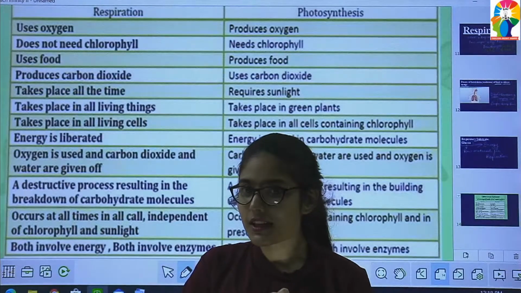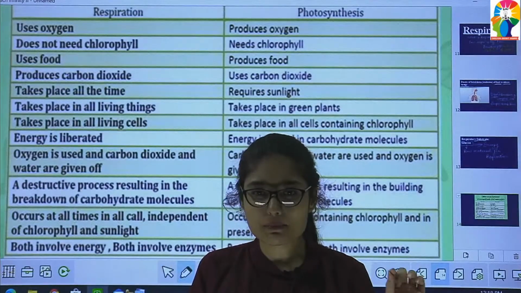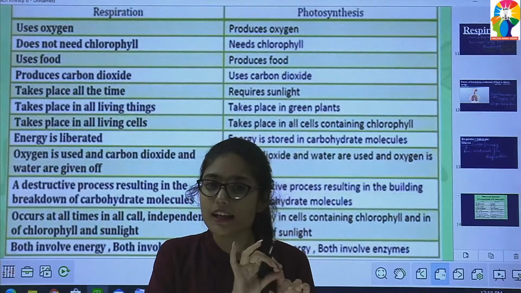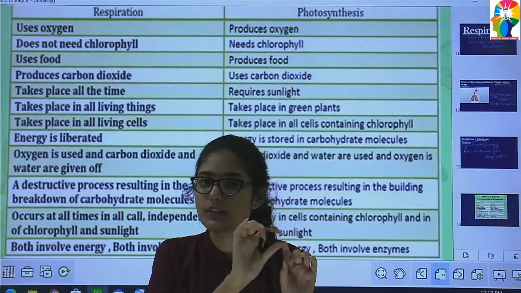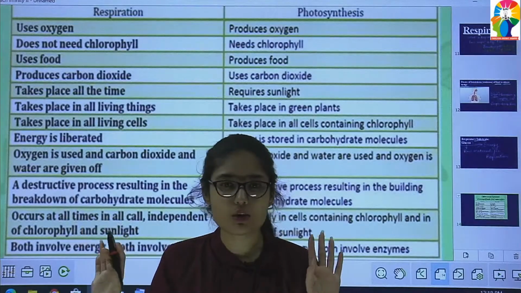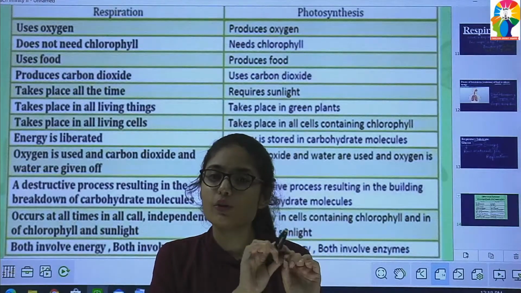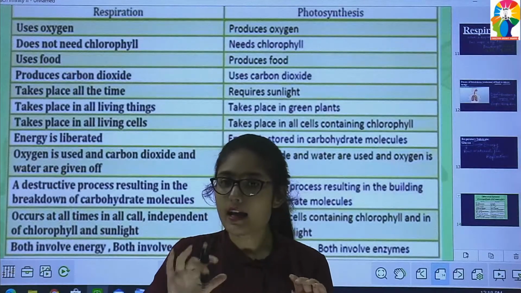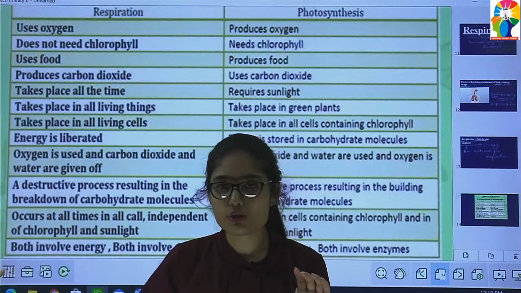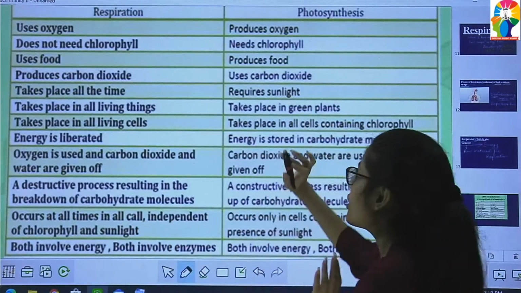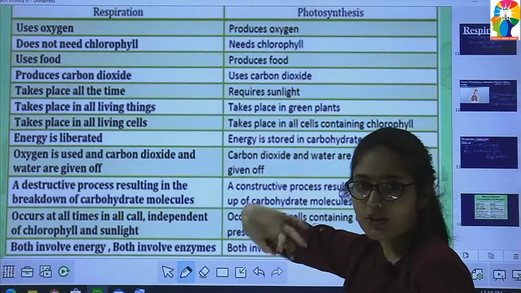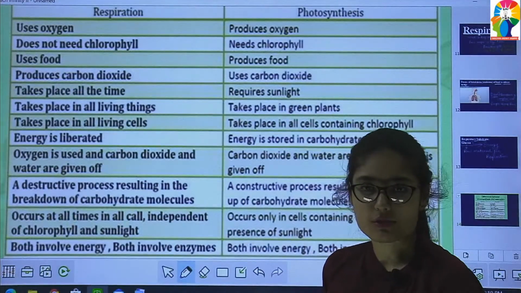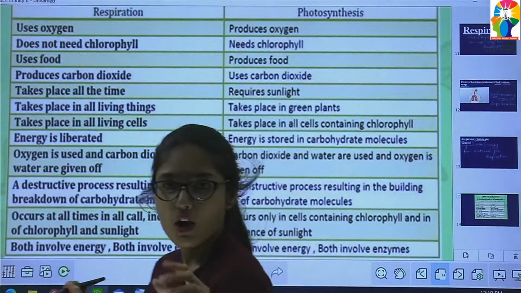So we have studied photosynthesis means conversion of inorganic matter into organic form, and what was inorganic? Carbon dioxide and water. And what was organic? It is your glucose. So in respiration you use oxygen, and in photosynthesis you produce oxygen. The plant produces the oxygen.